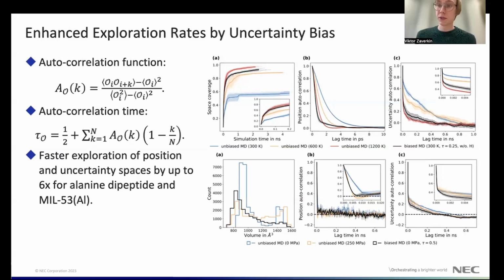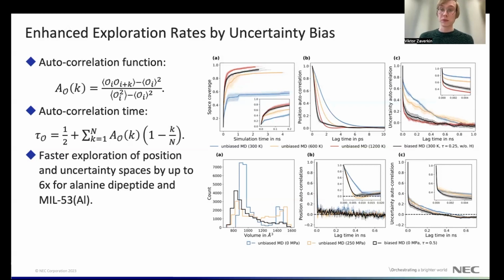Now I would like to say a few words about the extent to which uncertainty bias leads to enhanced exploration of rare events and uncertain regions, these extrapolative regions. And for this, we performed autocorrelation analysis. There we computed the autocorrelation function and autocorrelation times. And first, I would like to refer to this upper panel here. There we study the autocorrelation function in the position space, and the faster the respective autocorrelation function decays, the faster our molecular dynamics explores the respective space. And here on the right-hand side, we show the respective results for the uncertainty autocorrelation functions.